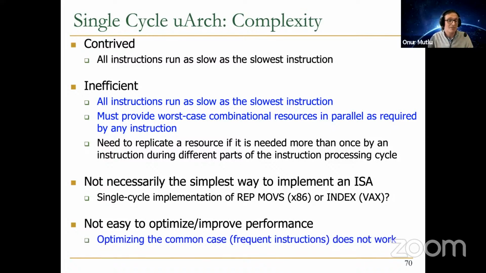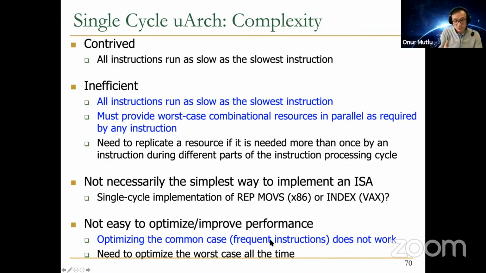It's also not easy to optimize and improve performance because you cannot optimize a common case. You say, oh, I have add instructions as the frequent instructions, so I'm going to optimize add instructions or multiply instructions, whatever you want. It doesn't work because your clock cycle is determined not by them, but by a load instruction that does the accesses to memory. So you will need to optimize the worst case all the time to reduce your clock cycle time. But this is really hard, actually.